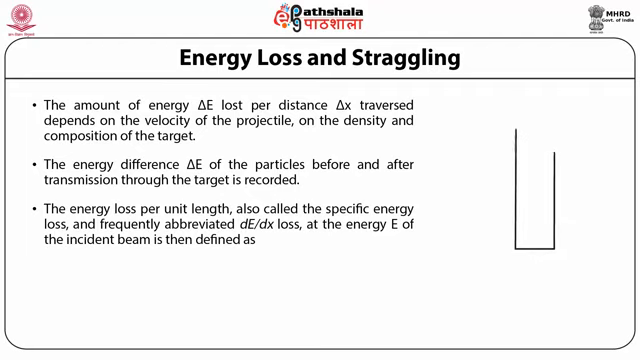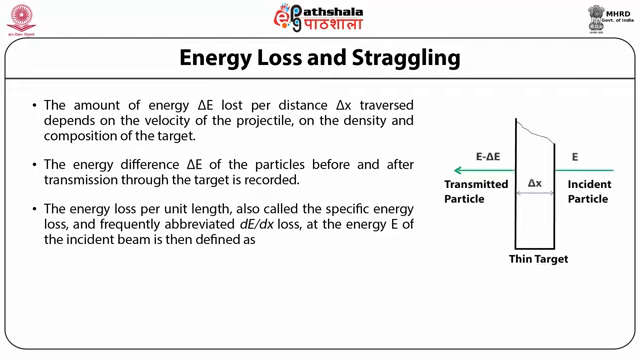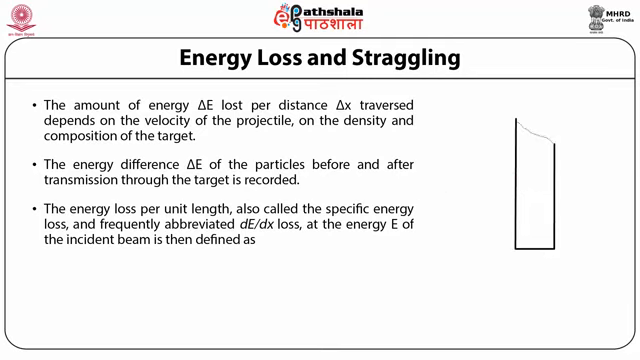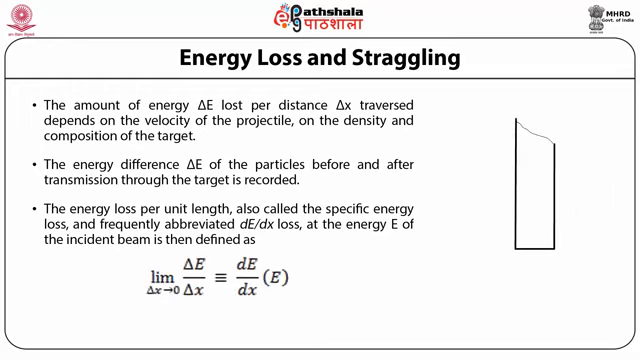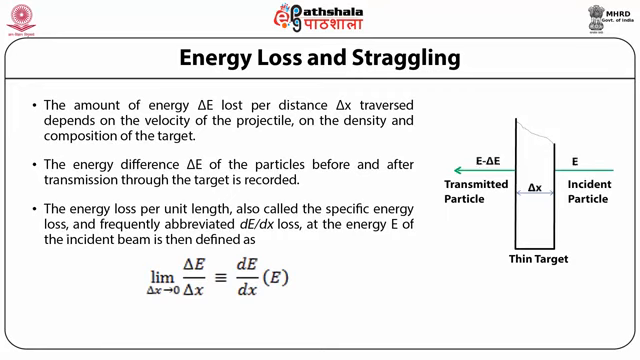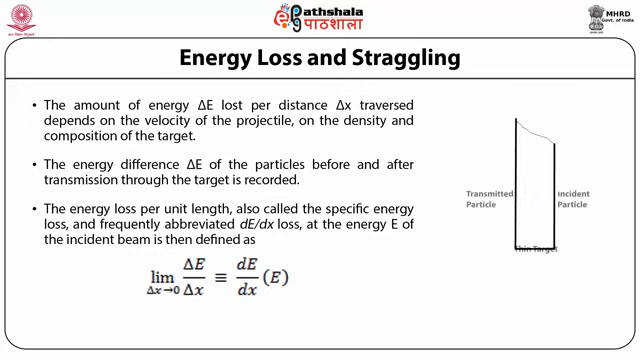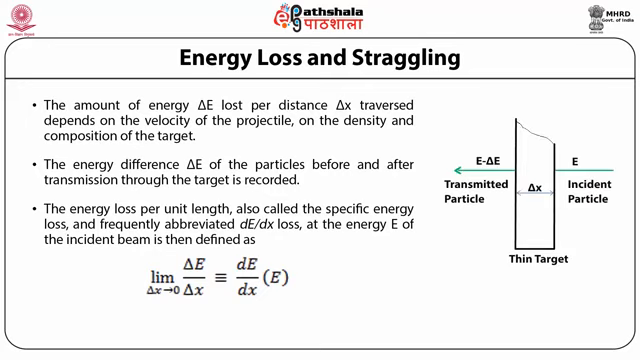The energy loss per unit length, also called the specific energy loss and frequently abbreviated as dE by dx, at energy E of the incident beam is then given by the limit, as delta x tends to 0, of delta E divided by delta x, equivalent to dE by dx at energy E.